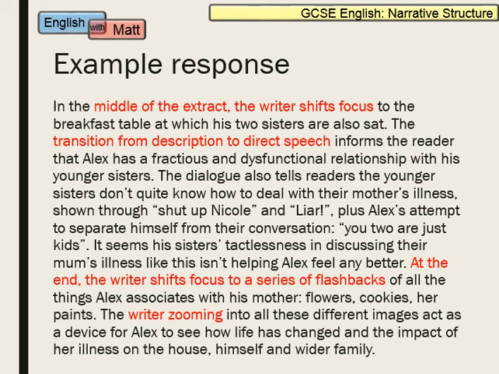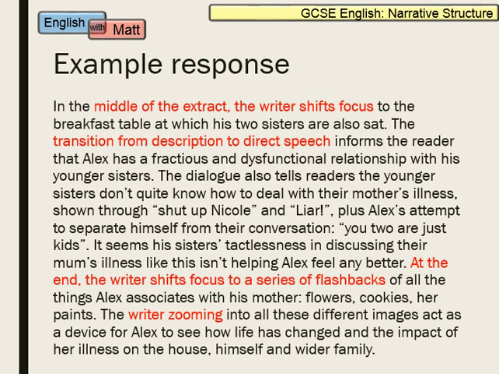In the middle of the extract, the writer shifts focus to the breakfast table at which his 2 sisters are also sat. The transition from description to direct speech informs the reader that Alex has a fractious and dysfunctional relationship with his younger sisters. The dialogue also tells readers the younger sisters don't quite know how to deal with their mother's illness, shown through "Shut up, Nicole" and "Liar", plus Alex's attempt to separate himself from their conversation: "You 2 are just kids." It seems his sisters' tactlessness in discussing their mum's illness like this isn't helping Alex feel any better.